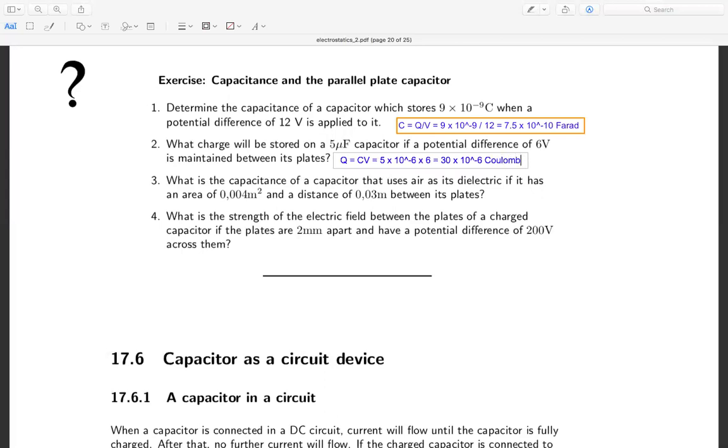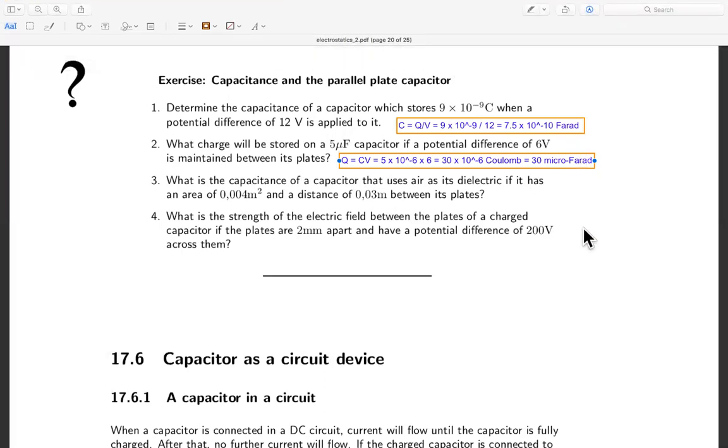I will change into another order, because this is 10 power minus 6. This is equal to micro. So this is 30 microcoulomb. Yeah, that's it. I hope you understand, because this is actually so easy.